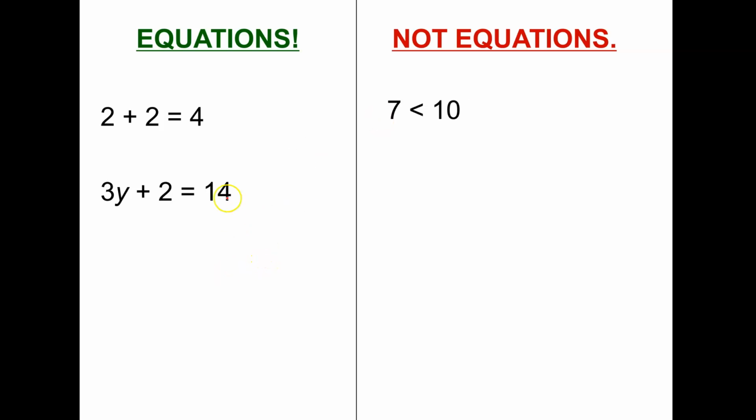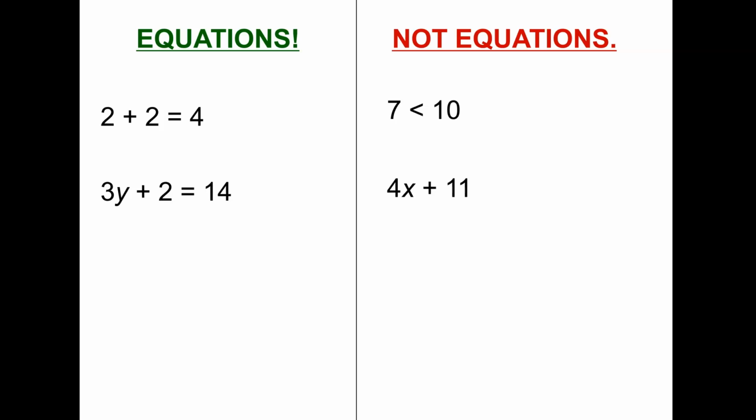3y plus 2 and 14 represent the same amount. That's what's going to allow us to figure out what y is worth. 4x plus 11, well, that's it. There's no way we can solve this because there's no equals sign.